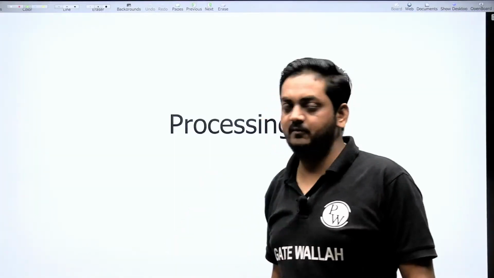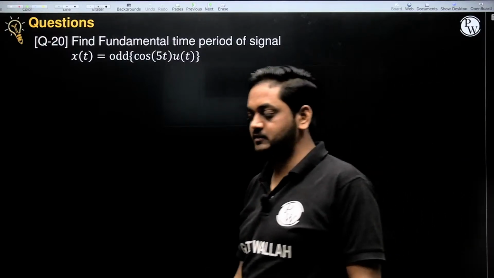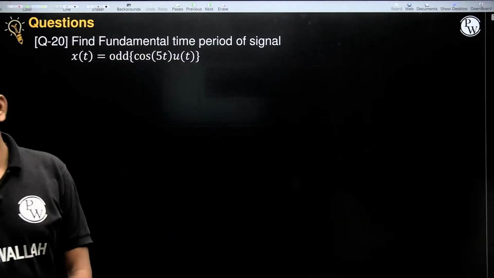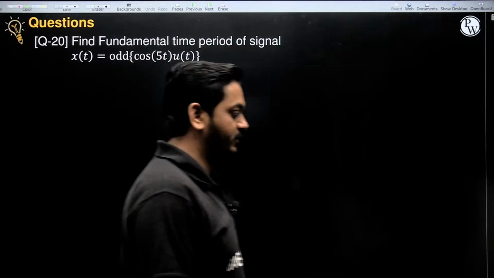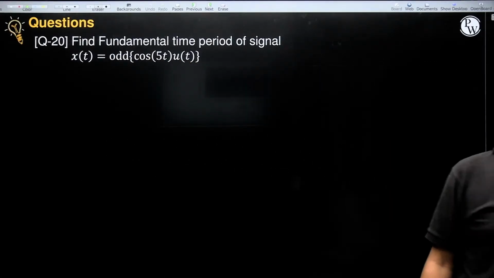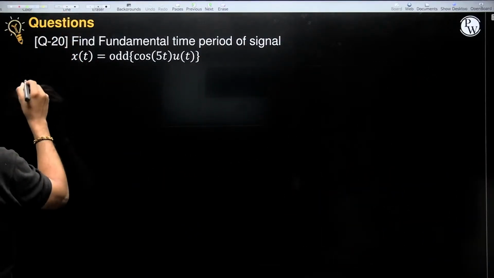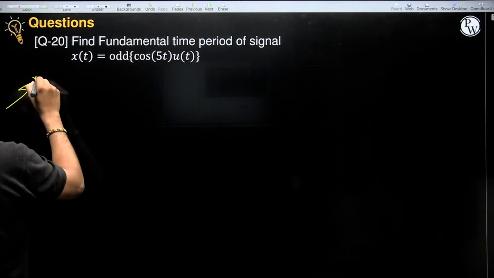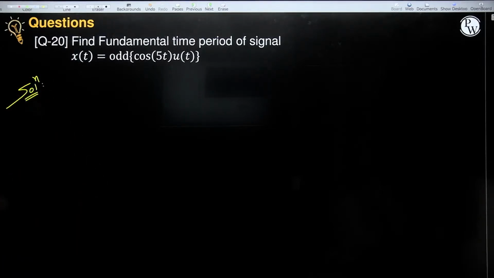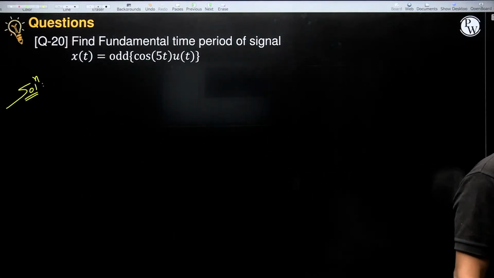In the same way, the odd part of cos 5t u of t. Now check once, this one is periodic or aperiodic. Tell me in the comment box, all of you. Odd part of cos 5t u of t. Expecting an answer from each and every student in the comment box, whether this is periodic or aperiodic.